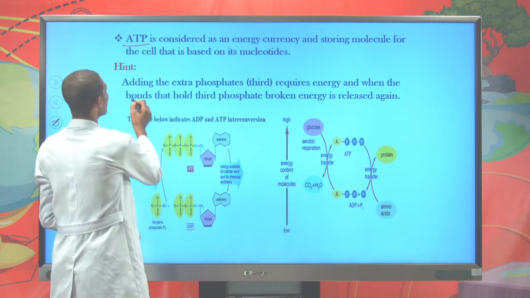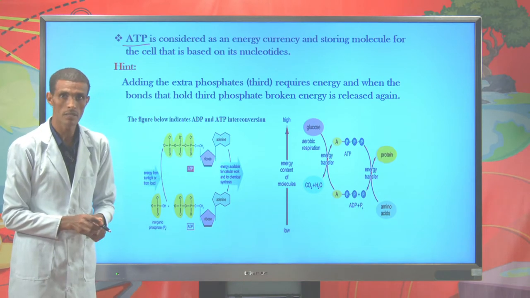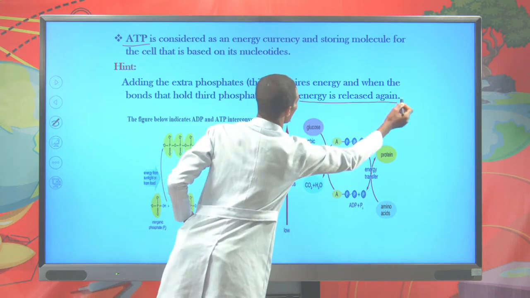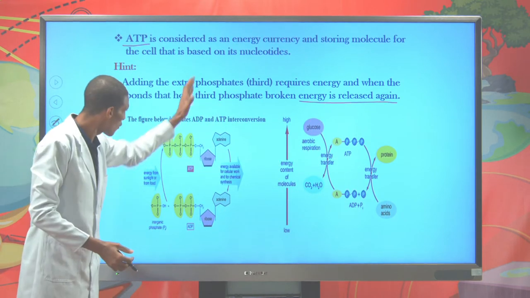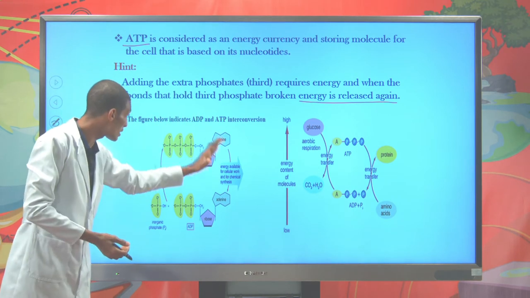But when the bond that holds the third phosphate of ATP is broken, energy is released again. The action of ATP's redox activity is found here. Later I'll show you what this step looks like.